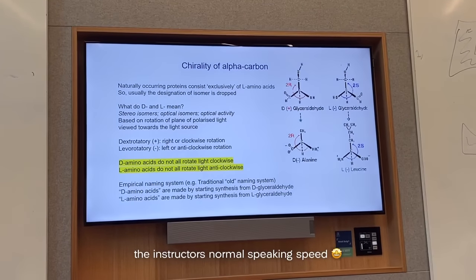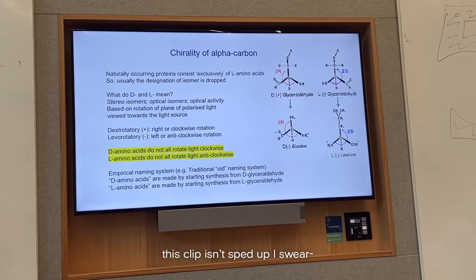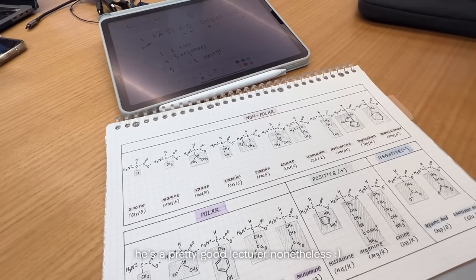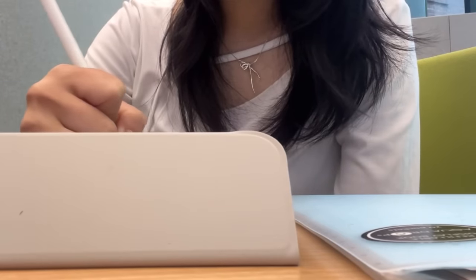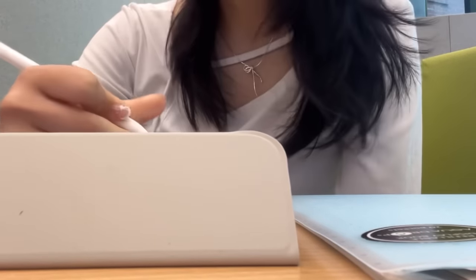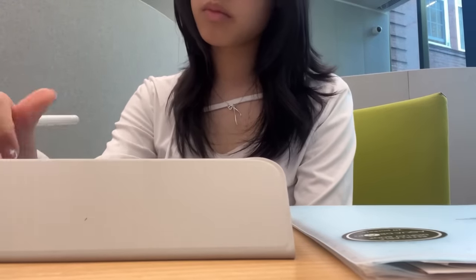You can also start with glyceraldehyde. The opposite chirality, the other stereoisomer, synthesize amino acids from glyceraldehyde, get it. Isomer 1, isomer 2, isomer 3.